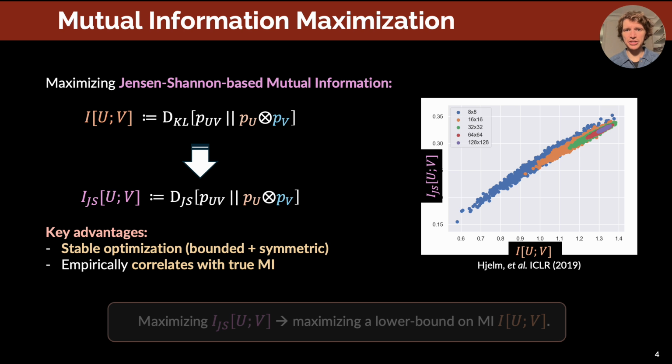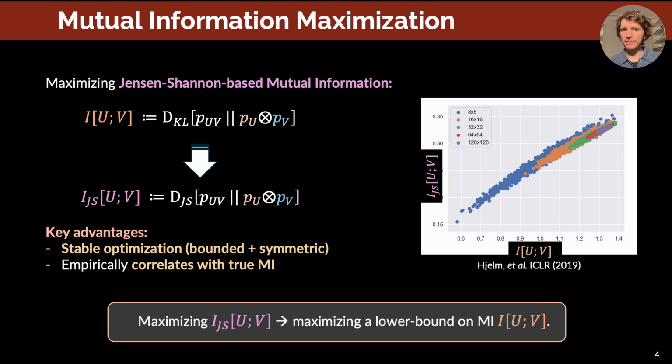To overcome this limitation, a popular approach is Infomax, where the divergence is replaced by the Jensen-Shannon divergence, leading to the maximization of a Jensen-Shannon mutual information. Maximizing the Jensen-Shannon divergence via a variational lower bound is typically more stable since the Jensen-Shannon divergence is bounded and symmetric. To justify the use of this proxy for the true mutual information, Hjelm et al. observed empirically that these two quantities correlate well.